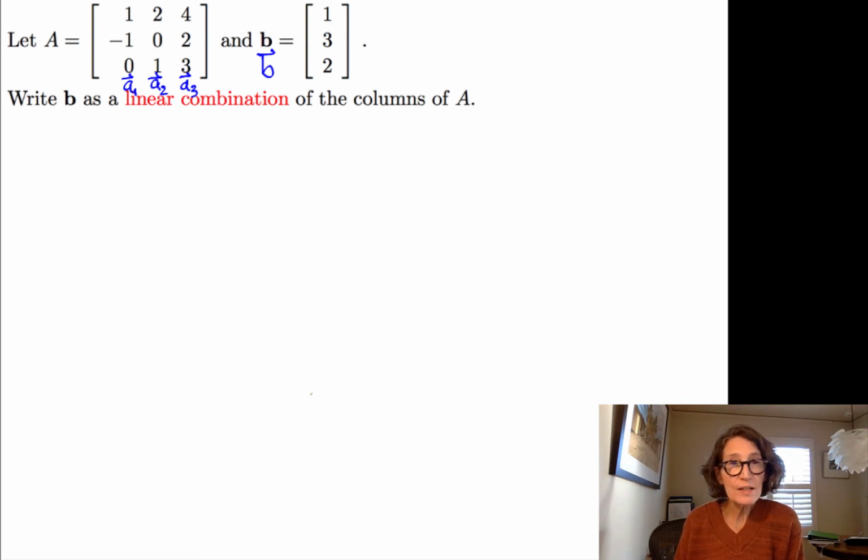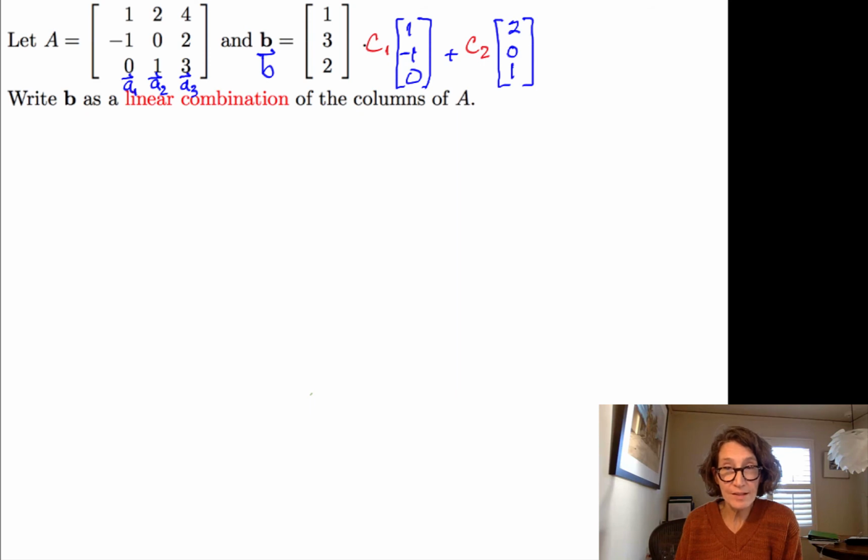All right, so what does the linear combination mean? That means that there are numbers, C1, C2, C3, such that C1 times the first column plus C2 times the second column plus C3 times the third is going to be equal to the vector B. And so in order to write B as a linear combination, we need to find those numbers, C1, C2, C3, that make this equation true.